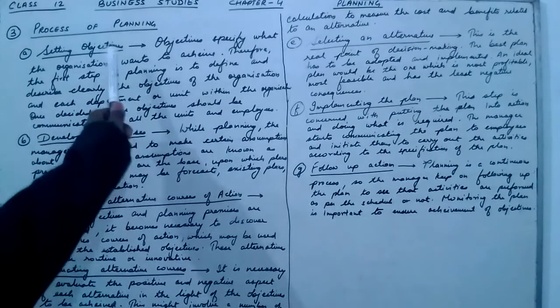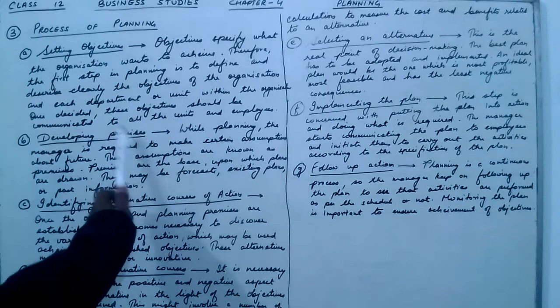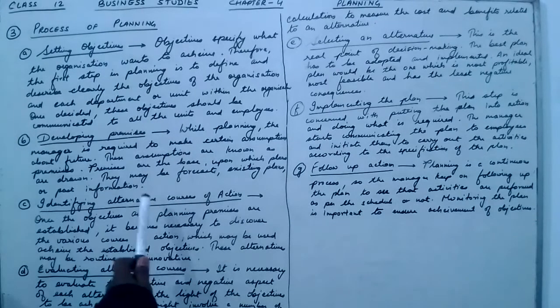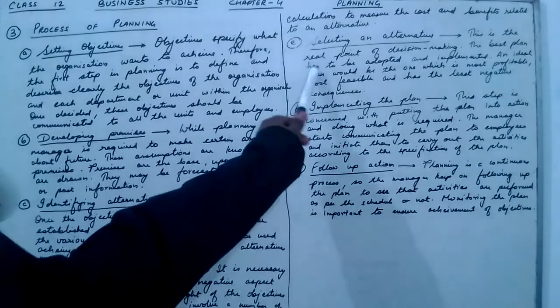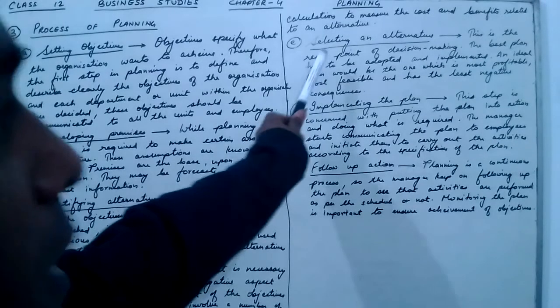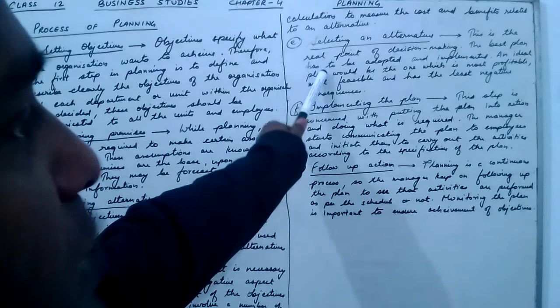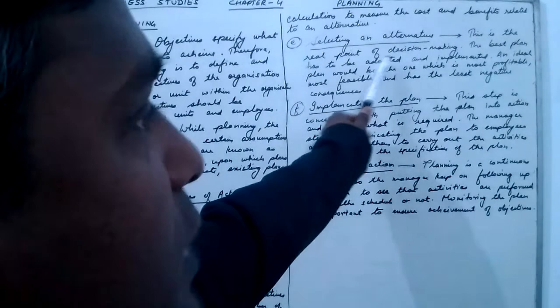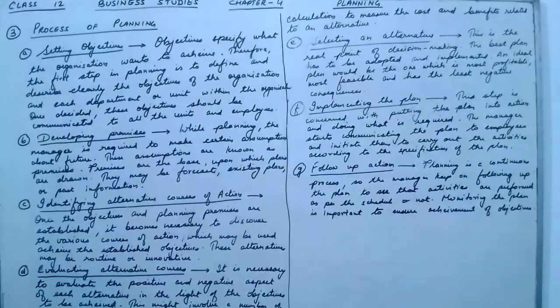So once the objectives are set, premises are developed, alternative courses of action is decided, then it is evaluated, and now it's time to take the action for the best plan made. Now in this step, the plan is adopted and then it is implemented.